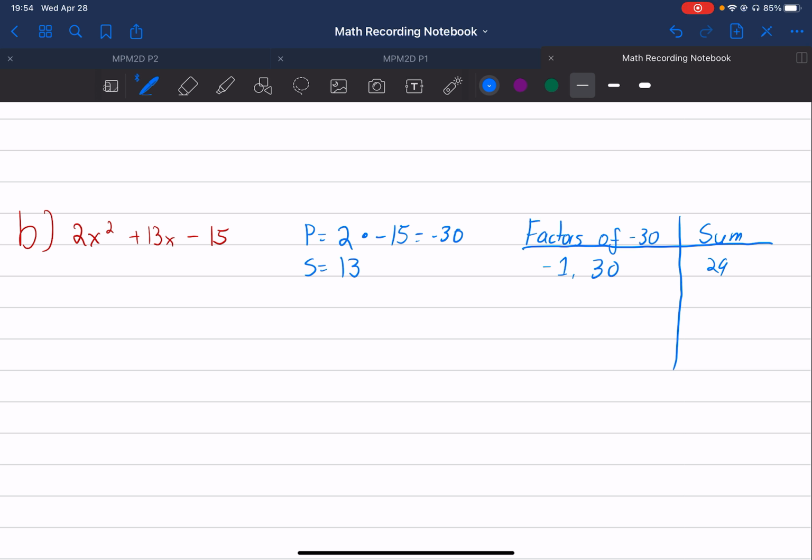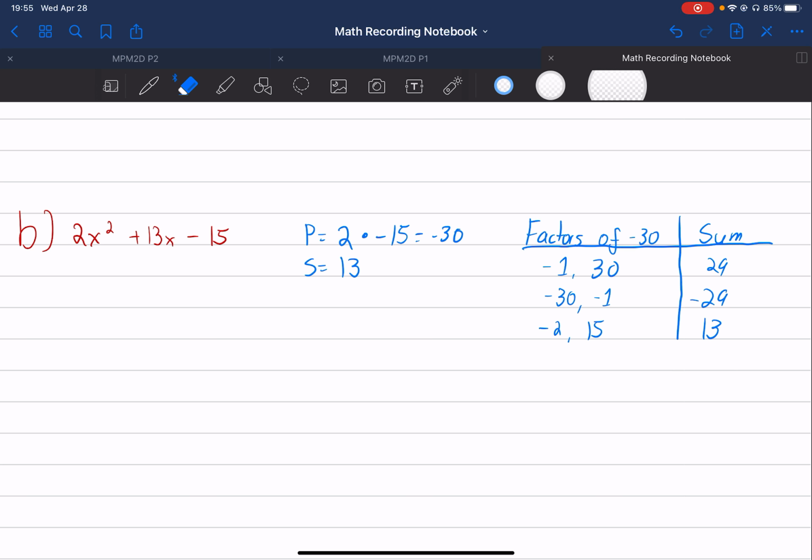And if we reverse it and do negative 1 and 30, we get negative 29. Again, not what we're looking for. So let's try this again. Let's try negative 2 and 15. That multiplies out to negative 30, and if we add those together, we get 13. Okay, that's what we want.